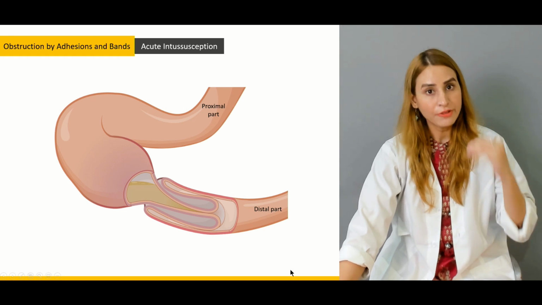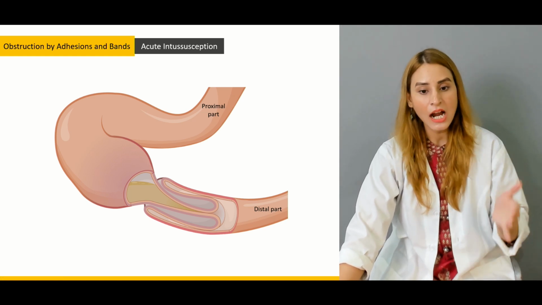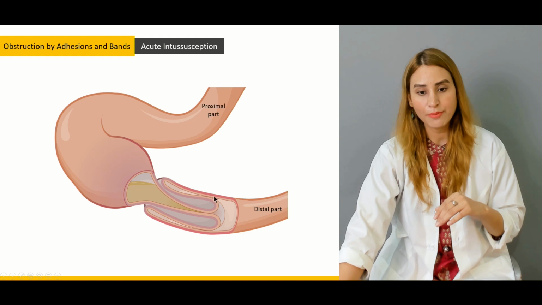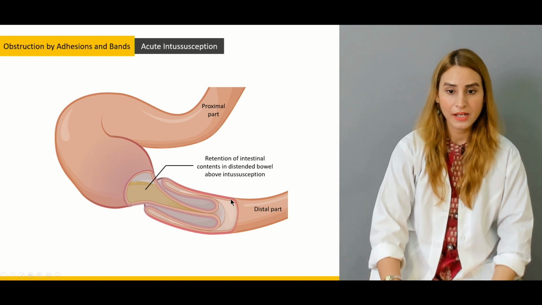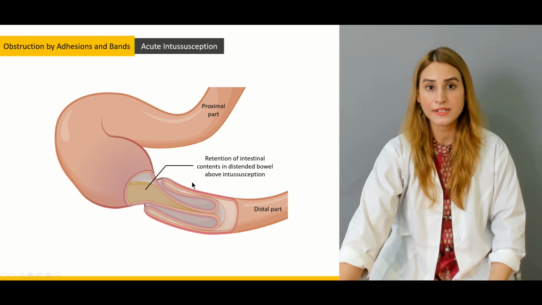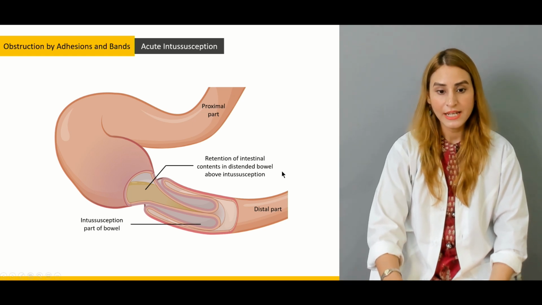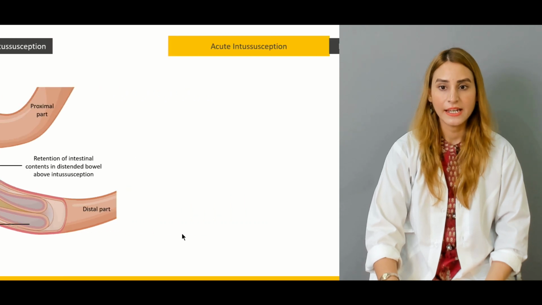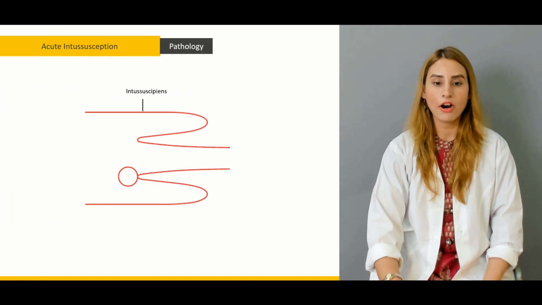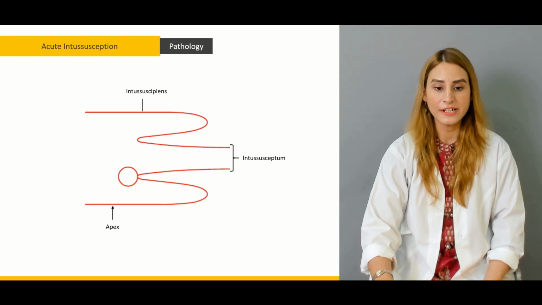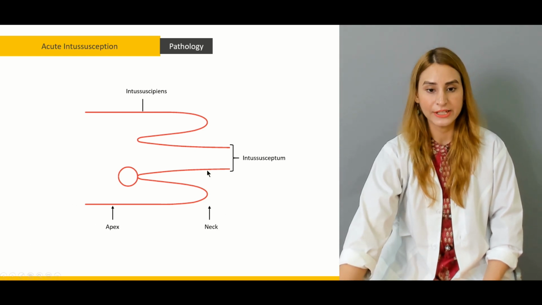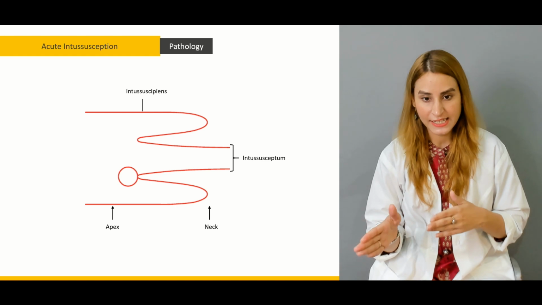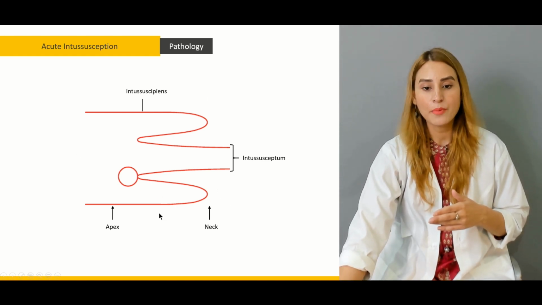There are 3 parts of this intussusception: the outer part, the middle part, and the internal part. This is the middle part, this is the outer part, and this is the inner part, right? You can see here the retention of intestinal contents and the distended bowel above the intussusception, and this is the part of the bowel being intussuscepted. If you talk about the parts, there are 3 parts. One is the apex or the neck. Apex is the part from which the intussusception is taking place.